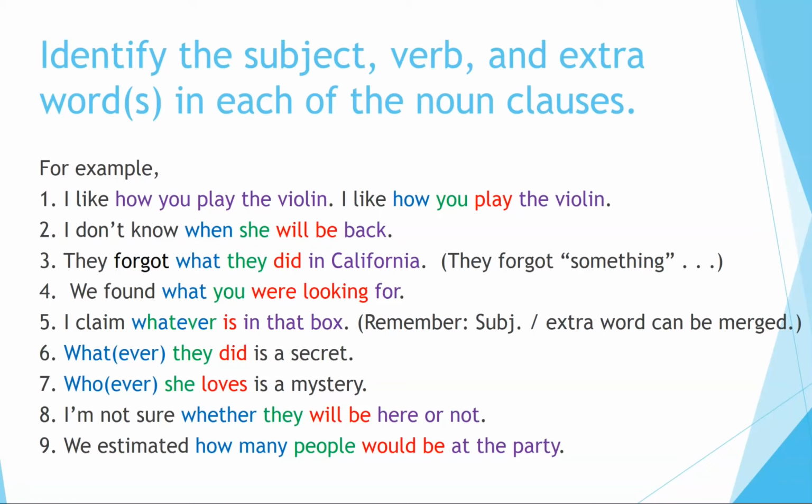I'm not sure whether they will be here or not. Whether is the extra word. They is the subject, will be is the verb. We estimated how many people would be at the party. How many is the extra word, or are the extra words in this case. People, the subject, would be the verb. At the party is just a prepositional phrase.